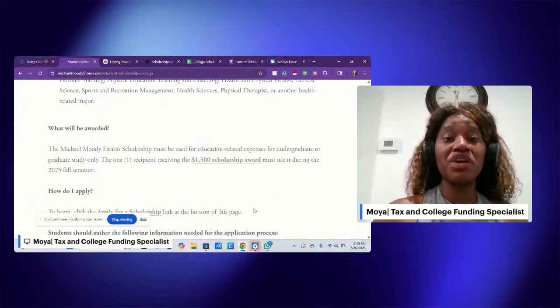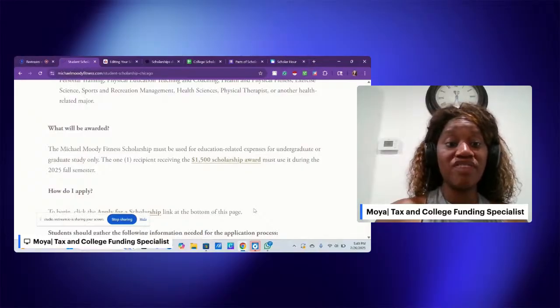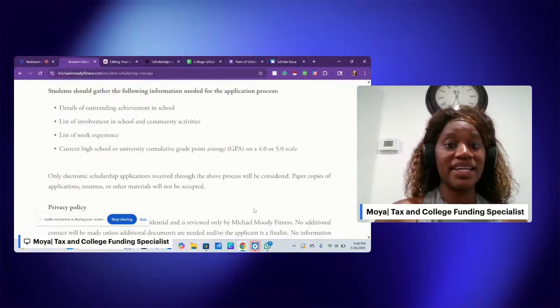Once again, they're only looking for one recipient for the $1,500 scholarship award, and you must use it during the 2025 fall semester. Okay, how do you apply?